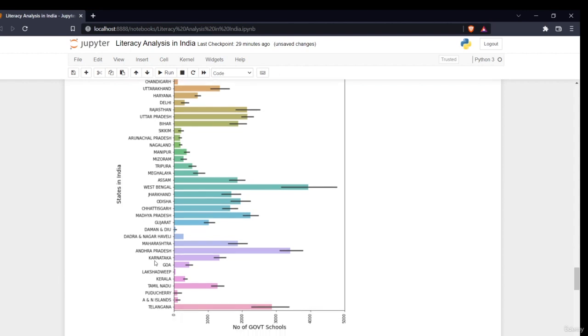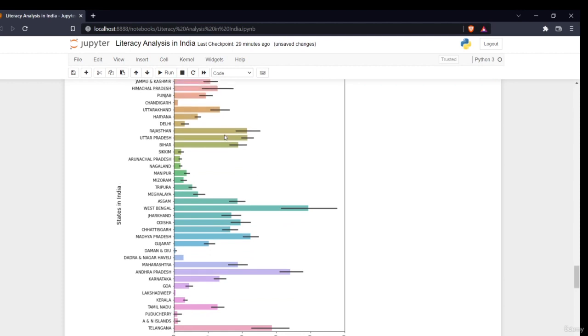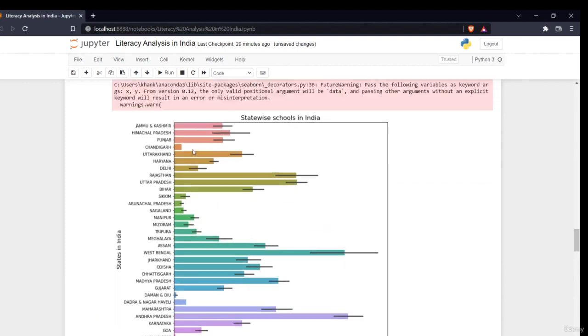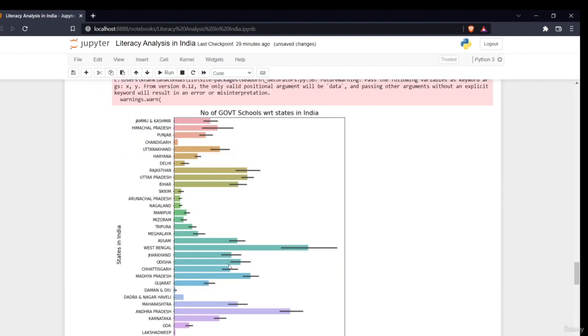So again, West Bengal has the highest number of government schools, followed by Uttar Pradesh and Rajasthan. Not bad. Compared with the total schools, Uttar Pradesh, Rajasthan, West Bengal and Andhra Pradesh, these four states have the highest number of government schools. Okay, which means the government is contributing a lot in the education sector.